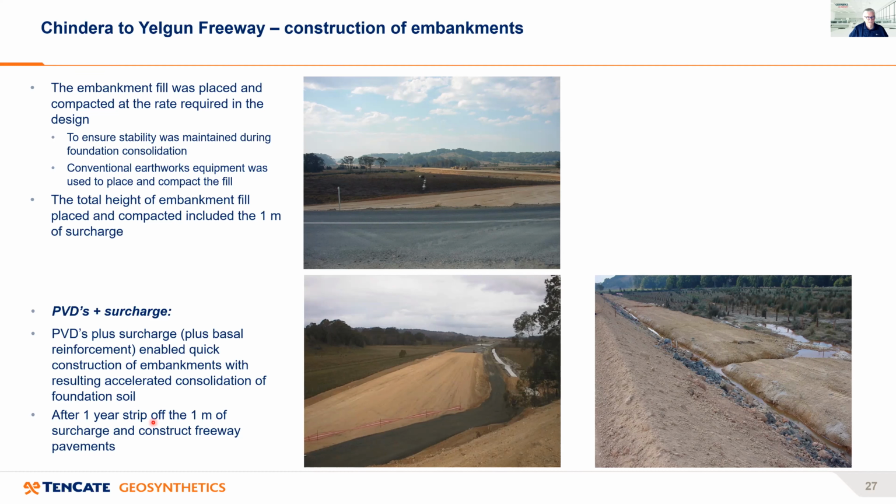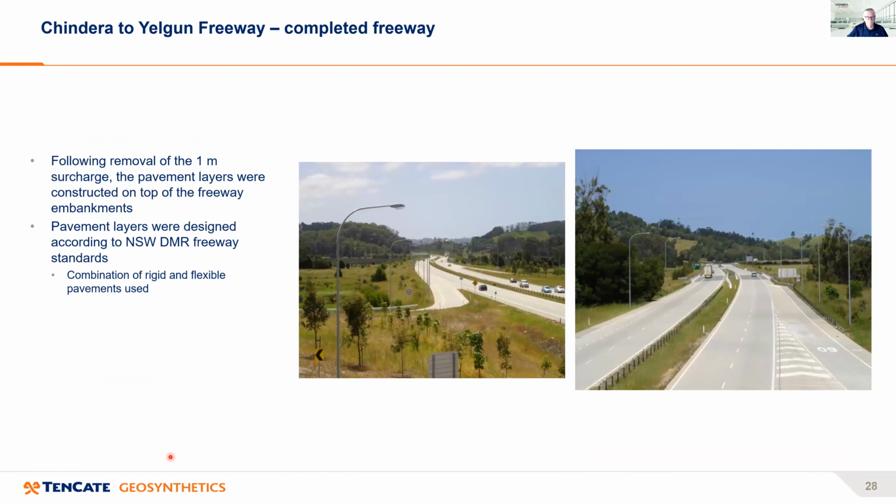Okay, so after a year, the surcharge was stripped off and the pavements were constructed. So here's the freeway section completed with the pavement layers constructed. Here, you can see the embankments are quite low. It fits in well with the low-lying areas, so there's not a lot of trying to minimize the amount of embankment loading.